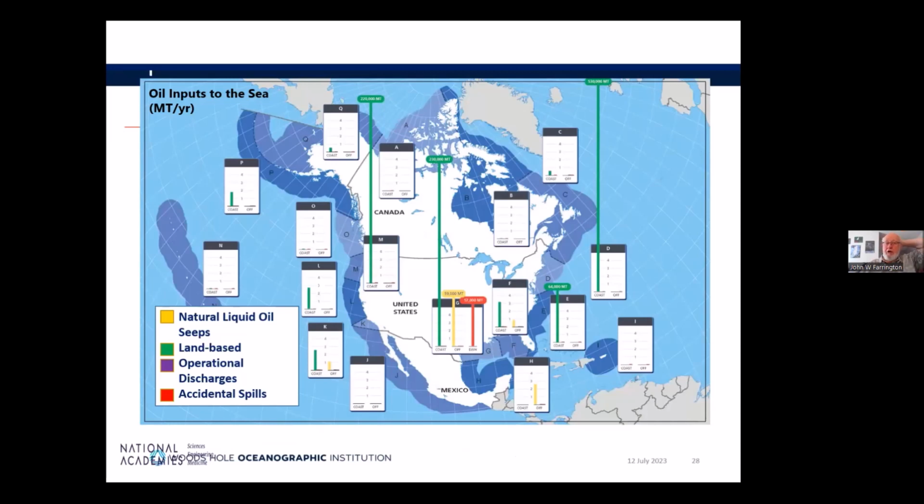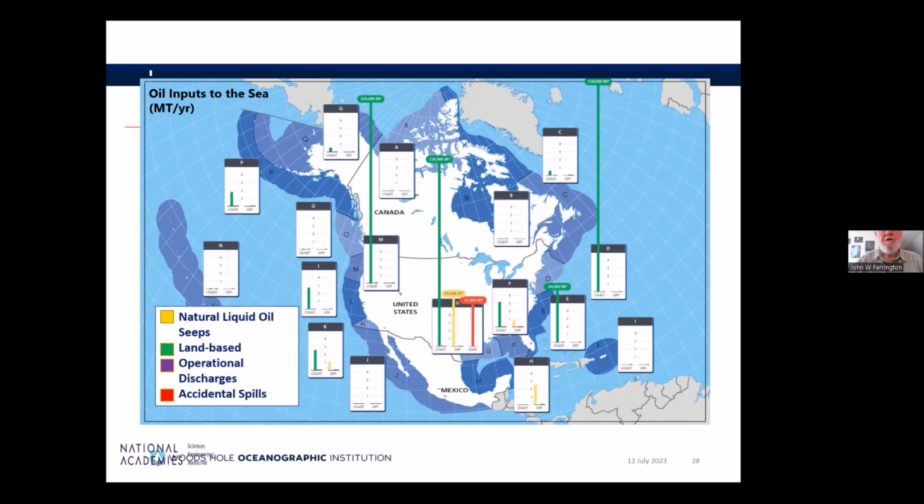Now, this is a very busy diagram, and I encourage you to get into the report to understand more about what this all means. But what it is showing is an annualized average between 2010 and 2019 of oil inputs to the sea for these various locations. It's very hard to see these letters around the coast, at least for me. Natural seeps are indicated in yellow. Land-based inputs, that is runoff, sewage, that sort of thing, are indicated in green. Operational discharges are indicated in purple, and then accidental spill inputs in red.